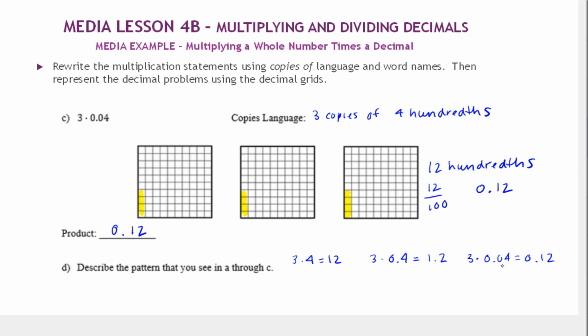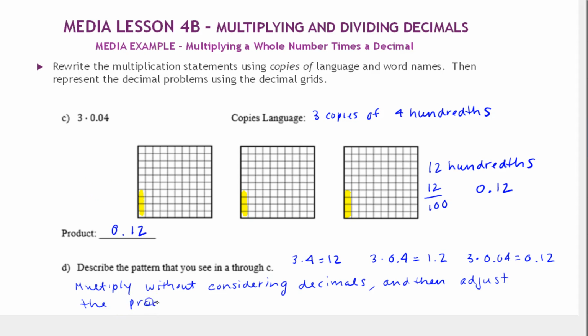Okay, so when we're multiplying decimals times whole numbers, the pattern we see is we can multiply without considering the decimals, and then adjust the product's decimal based on the original numbers.